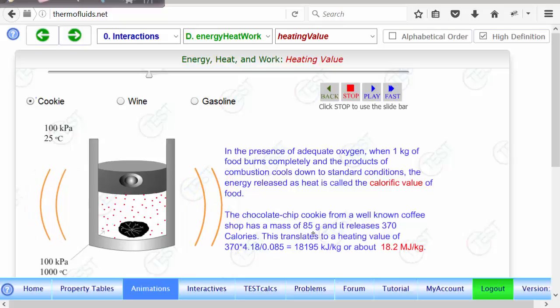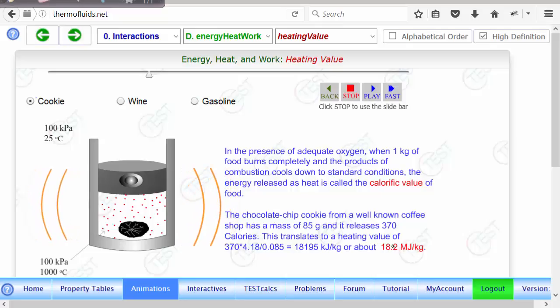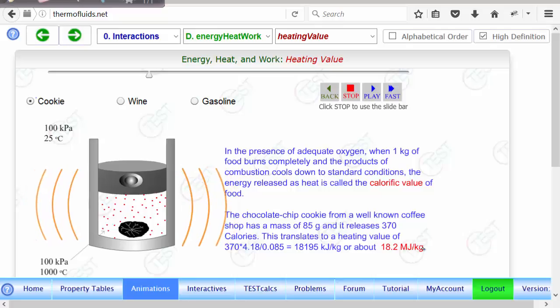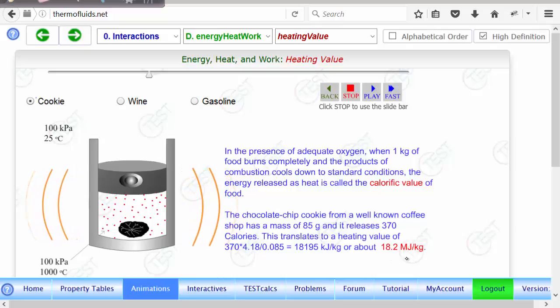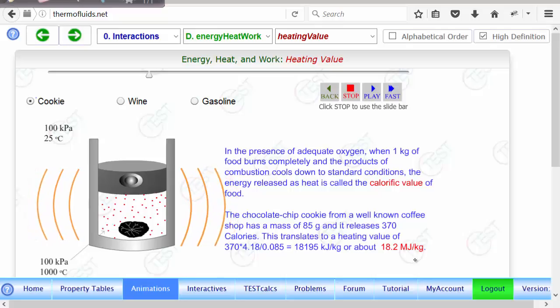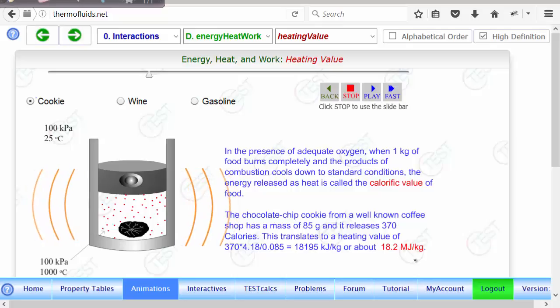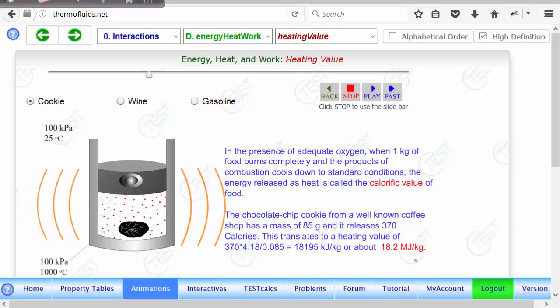That's only for one cookie, which is 85 grams. Now, if you convert that to per kg, it turns out to be about 18.2 million joules per kg. So gasoline will give you about 44, and a cookie will give you 18.2 million joule per kg. Not bad, right? If you run out of gas and you have some cookies in the car, you can figure out how many cookies you need to run your car.